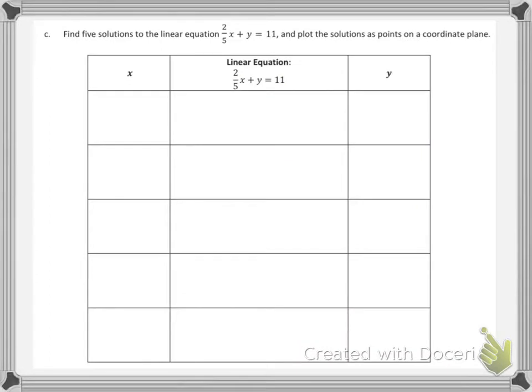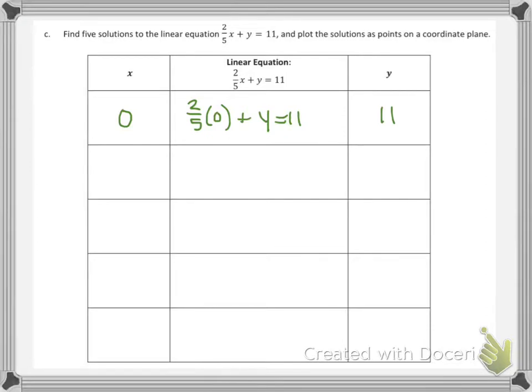Okay, next one. Fractional coefficient. Yuck. We don't want those. As much as we can do to get rid of that, I want to do it. So I'm going to put a number in for x. I'm going to start with 0 because that's going to give me a 0. 2/5 times 0 is 0, plus y equals 11 means y equals 11. So that was easy.